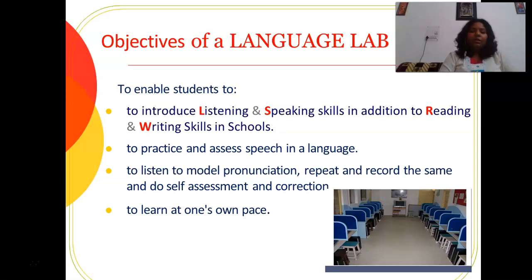And here the students are separated in different cabins, so they can learn at their own pace. In the classroom there is a drawback that the teacher is not able to focus on each and every student. So the performance of all the students is not developed, because some are slow learners, some are fast learners. In that case, the slow learners are not able to get the full advantages of the classroom. But in this kind of lab, each and every student learns at his own pace. Nobody is going to disturb.